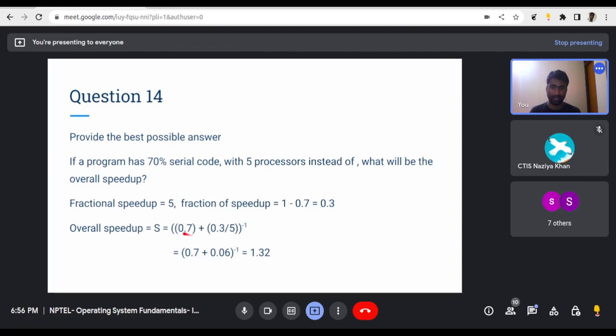As I said, 70% is serial code. So in the 0.7 fraction of the code, not percent of the code, there is no speed up, but in the rest of the 0.3 fraction of the code, there is a speed up of 5. So if you put this directly in the formula, you will get the answer as 1.32. Anyway, let's move on to the next question then.